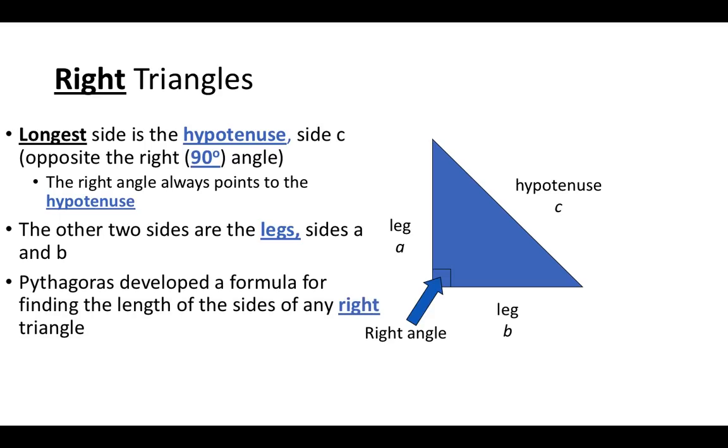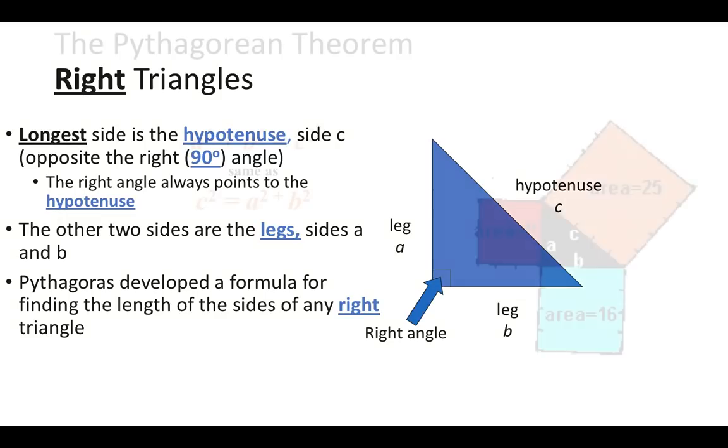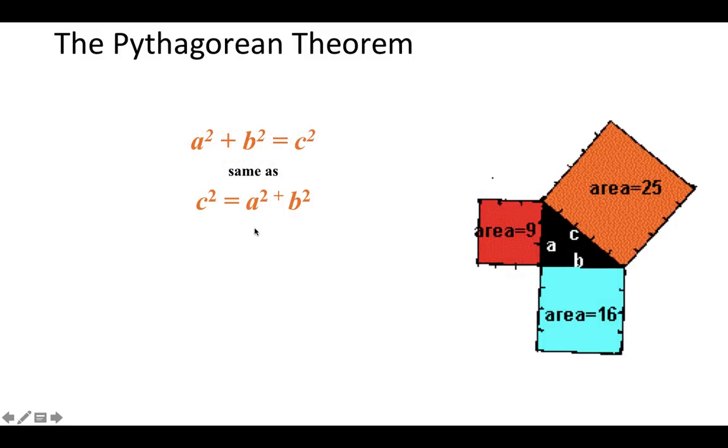Okay? So, Pythagoras, this mathematician, he actually developed a formula so that we can find the sides of any right triangle. Now, it does have to be a right triangle. Okay? So, this is the formula. A squared plus B squared is equal to C squared, and it's the same thing as C squared is equal to A squared plus B squared. If you notice, we just switched where the equal sign is.